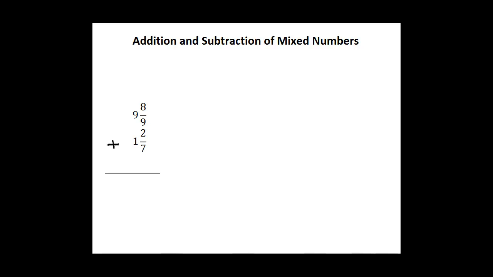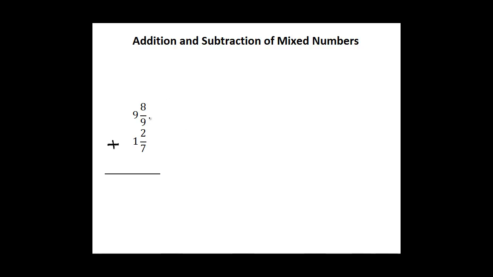Adding and subtracting of mixed numbers. When we add or subtract mixed numbers, we add the whole part and we add the fraction part. In much the same way as we did with unlike fractions, if we have an unlike denominator, then we have to find a common denominator.